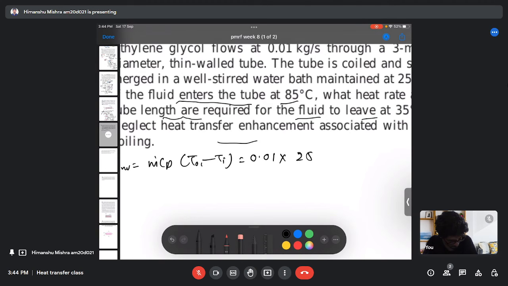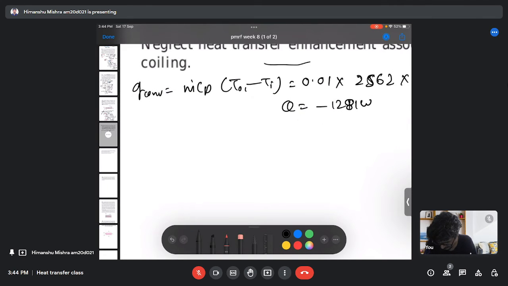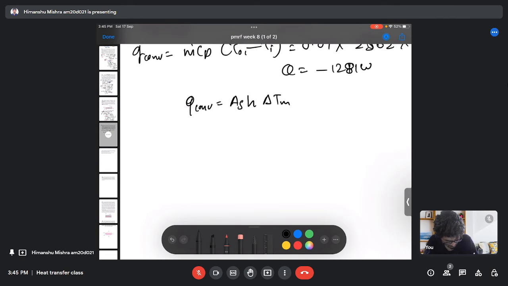The heat capacity is 2562. This is my temperature difference. So my heat transfer is 1281 watt. Now for the constant surface temperature, the heat transfer will be... so area would be given as.